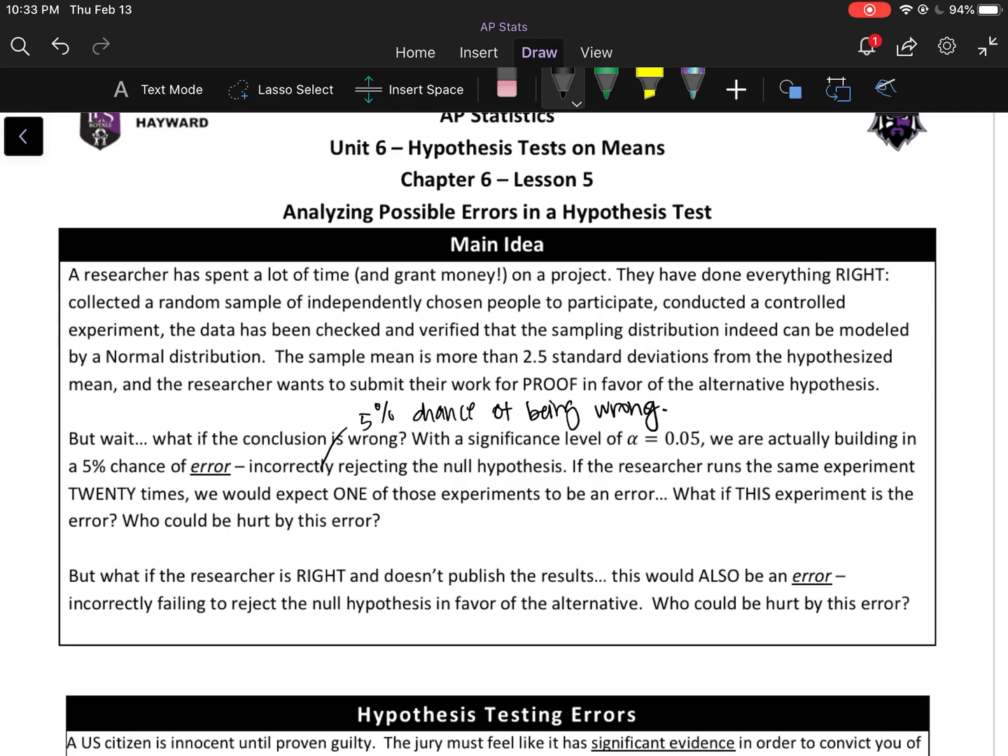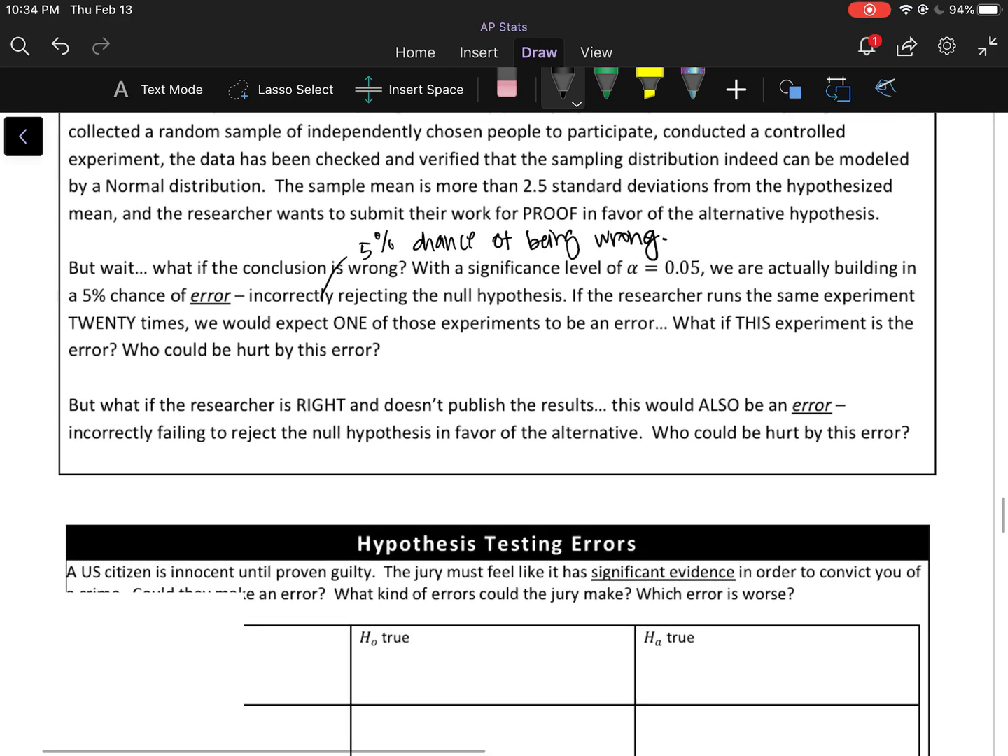But what if the researcher is right and doesn't publish the results? This would also be an error, incorrectly failing to reject the null hypothesis in favor of the alternative. Who could be hurt by this error?